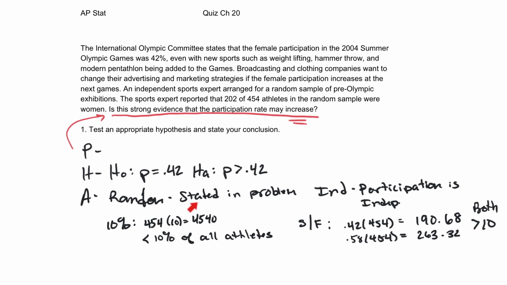Randomness is not always something that's stated in the problem, but in this case, it says right here, a random sample of pre-Olympic exhibitions, right? They took a random sample. They told you that, so I'm simply going to say it's stated in the problem.